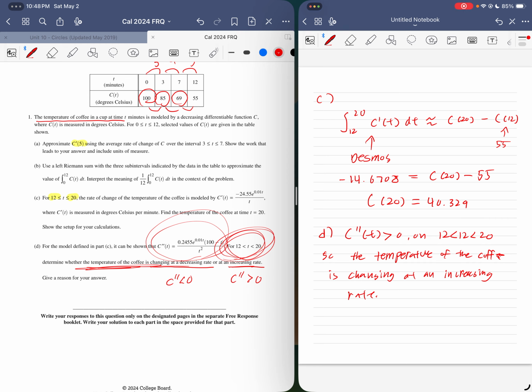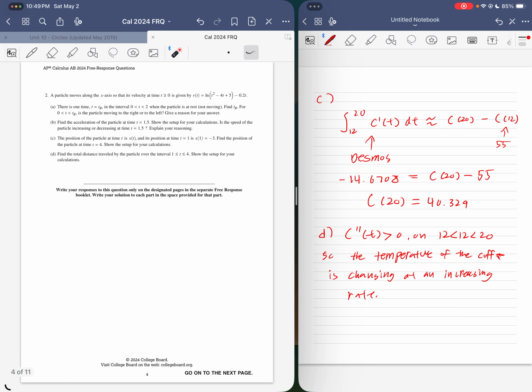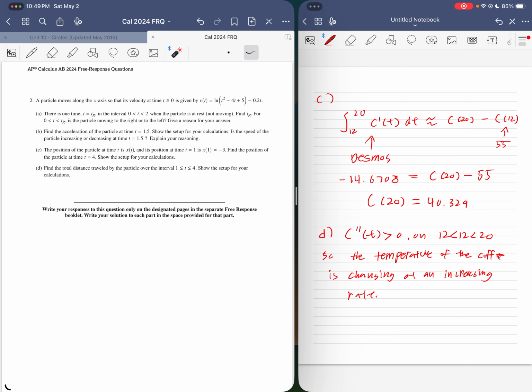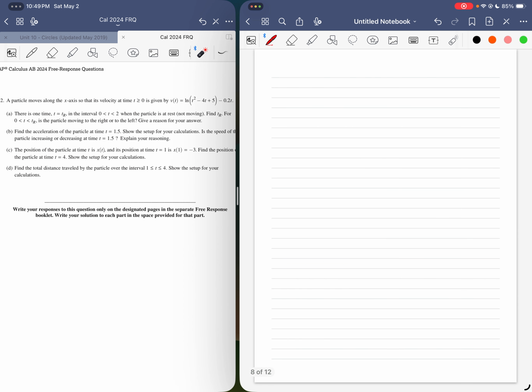Usually the first two questions of the FRQ with a calculator active are very easy. Even if you cannot do all 4 questions, I believe you can do at least the first 2, or at least these 3. All right, so that's it. Let's go to question number 2. This one is also easy, so don't give up.